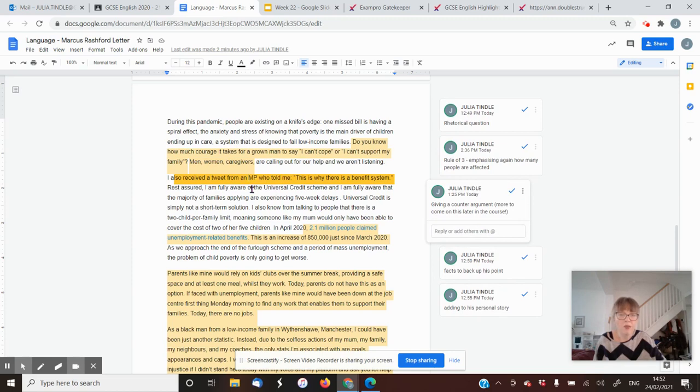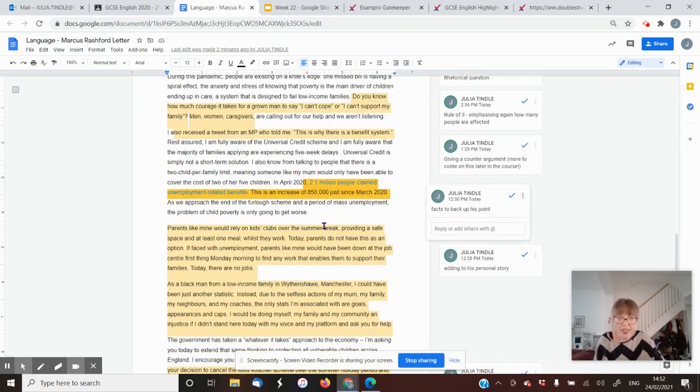Here he gives a counter argument. So I also received a tweet from an MP who told me this is why there's a benefit system. So we don't need to do anything because there's a benefit system. Again, we're going to go on to this later on in the course, but sometimes using the opposite argument to the one that you want can reinforce your own argument. So that's another good technique to do.